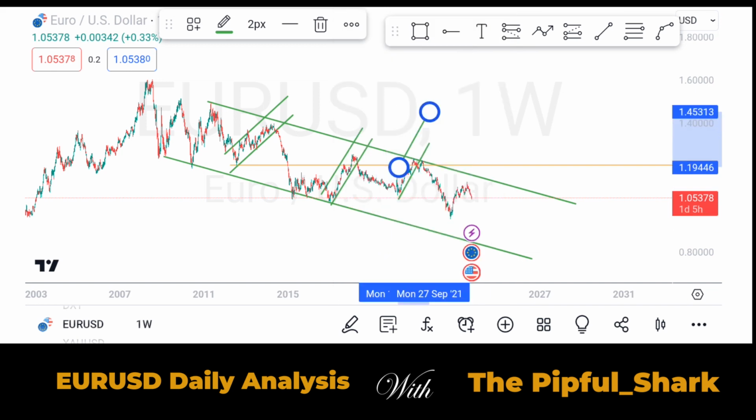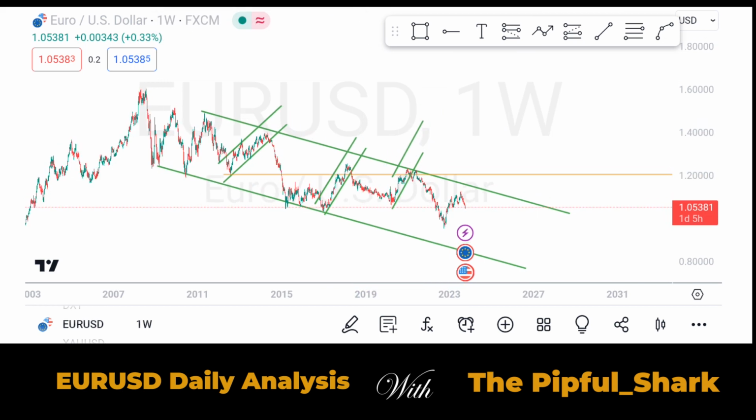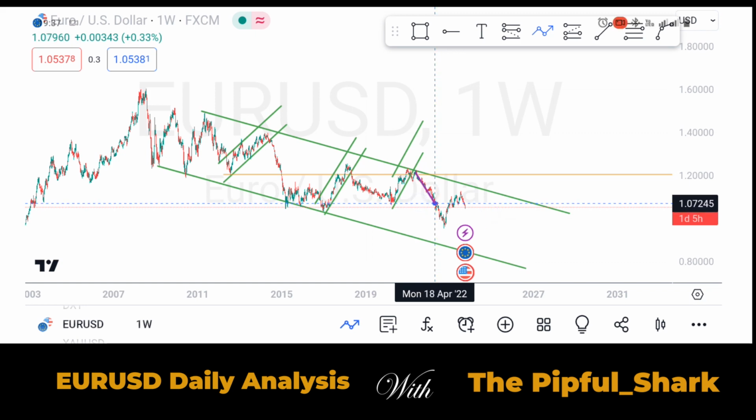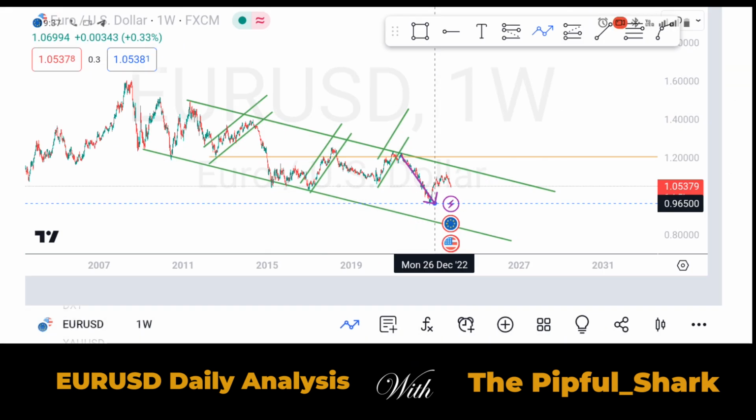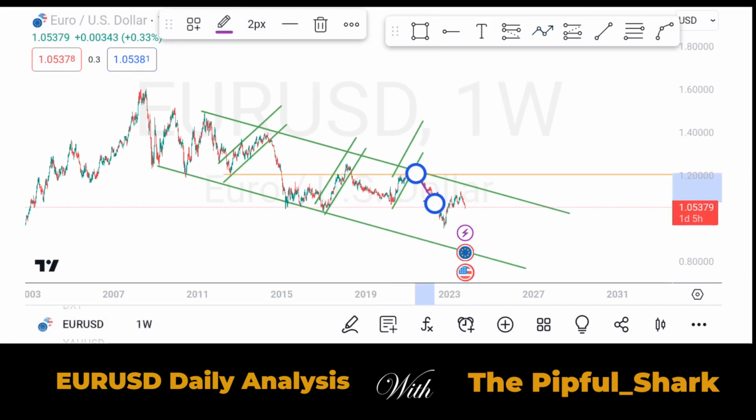Remember, this is on a weekly perspective, so you can imagine how many pips there are from this particular point to this particular point. If you are just targeting up to around that point, you can imagine how profitable you could be.